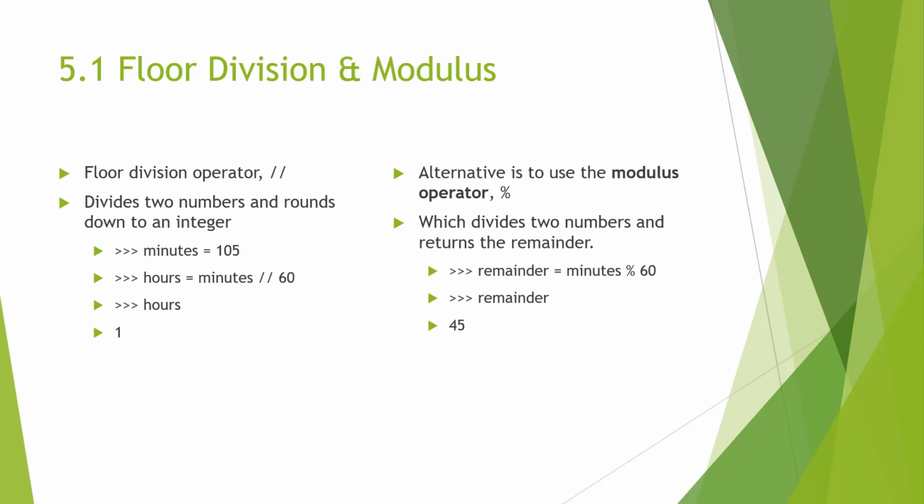So all of this is kind of a build-up from the previous chapters. First of all, the floor division and modulus. The floor division operator, basically two slashes, will divide a number and round down to an integer. For example, if we set minutes to 105, and set hours equal to minutes divided by 60, that will give us 1, because we're using the double slash, which is divide and round down.